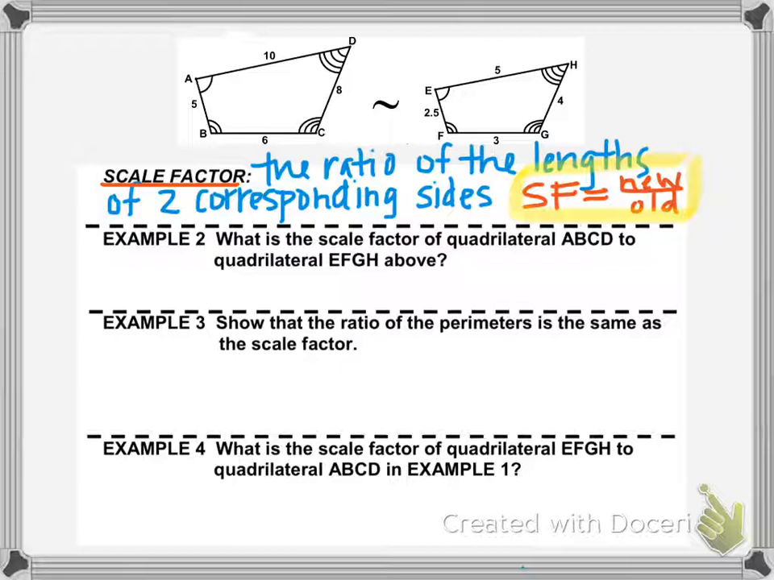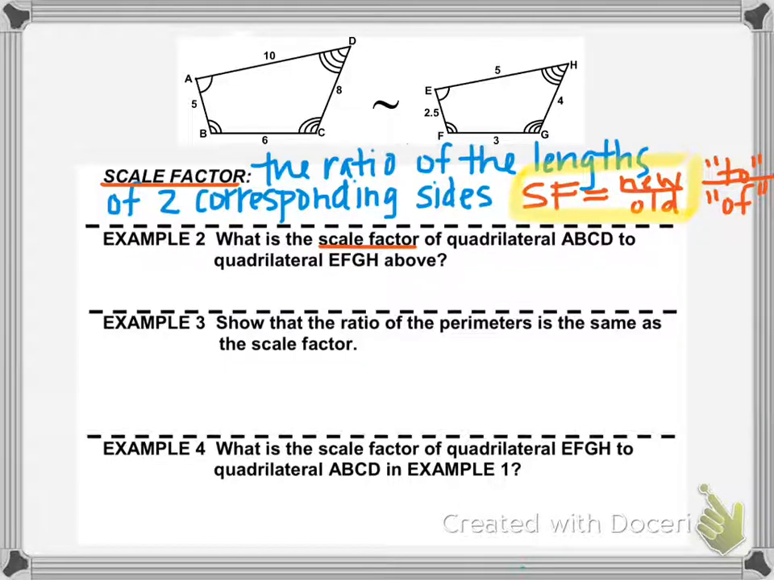You also might look for some key words in your sentence that also helps you know what the new and the old is. The new should be after the word to, and the old should be after the word of. Okay? So you could also think of it as to over of. Those are just some other ways to kind of think about this. So let me explain. Let's do example 2 and see what that looks like. What is the scale factor of quadrilateral ABCD to quadrilateral EFGH?